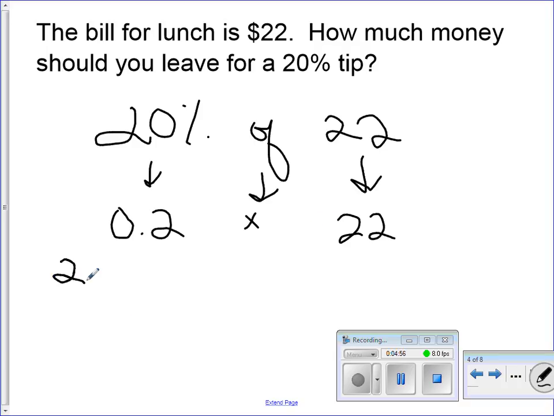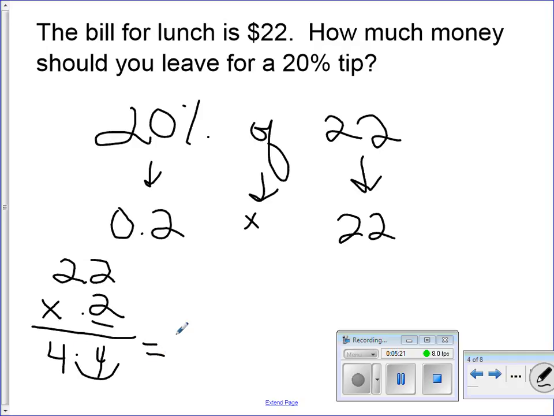I'm going to put my significant digits on top. 22 has more significant digits than 2/10. So that's why I'm putting it on top. 2 times 2 is 4. 2 times 2 is 4. I have one place value behind the decimal, so I'm going to move my decimal over once. So if I'm going to leave a 20% tip on lunch, that's $22, my tip is going to be $4.40.